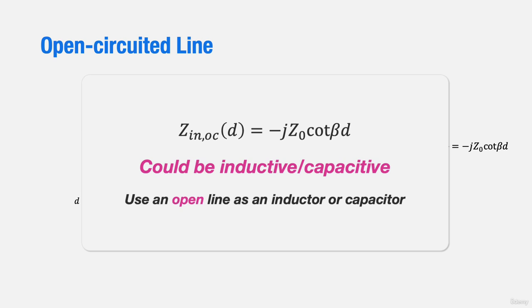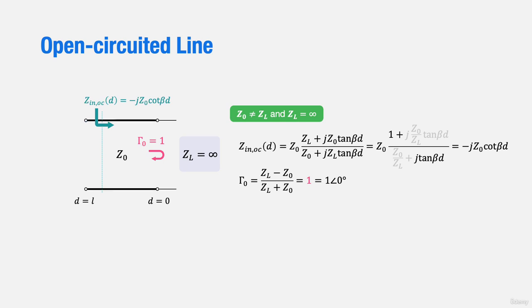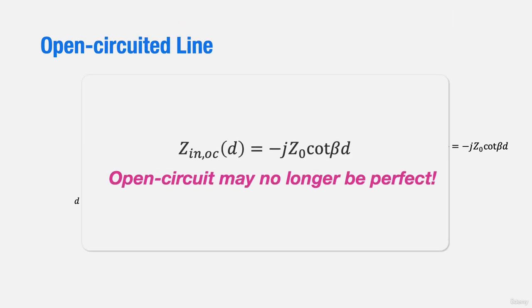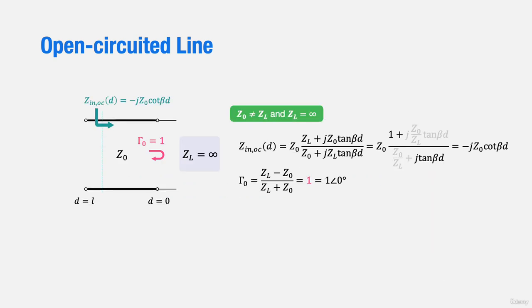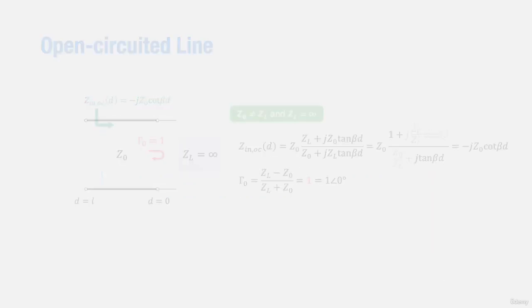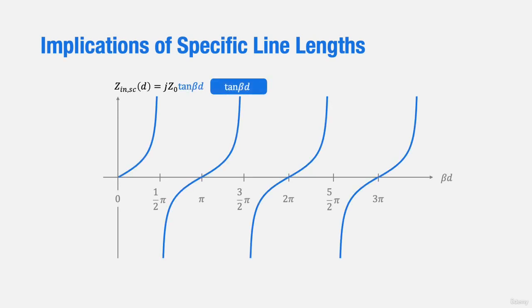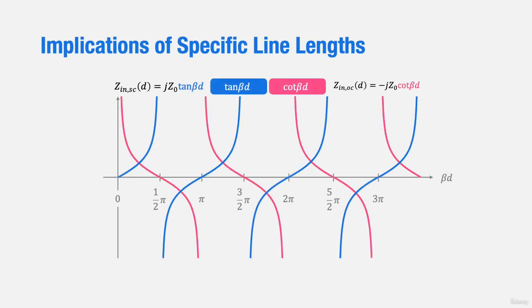We must also pay attention to this, since an open line may no longer be a perfect open circuit. We can also see that the impedance of a shorted line and an open line is linked to the tangent beta D and cotangent beta D functions.